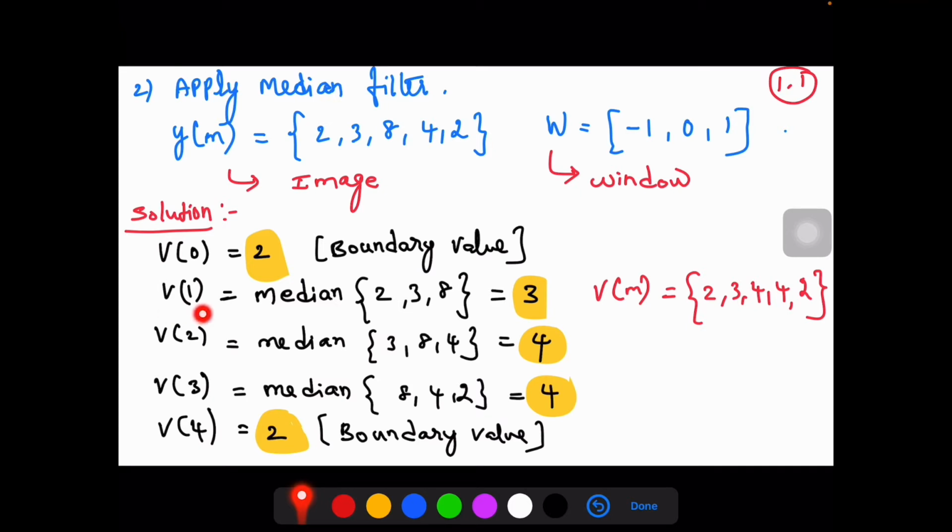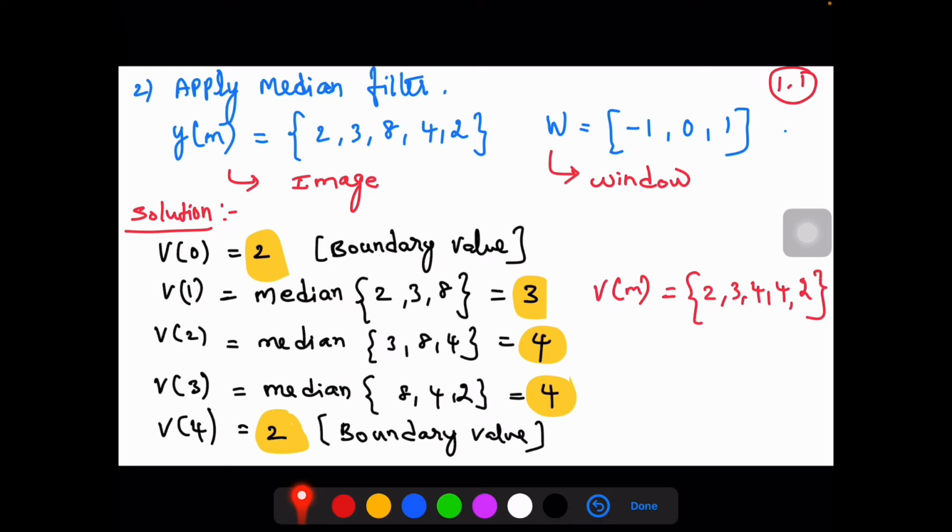So for y[1], when you apply it, you get 2 3 8. Arrange this in ascending order and find the center point. This is going to be 3. Similarly proceed. Next is 3 8 4. Arrange in order, so it's 3 4 8, and the middle one is 4. 4 is going to be your answer. Here again, the median of 8 4 2, arranged in ascending order, is 2 4 8, therefore 4 is the center value, and we replace it by 4. So finally the answer is 2 3 4 4 and 2.